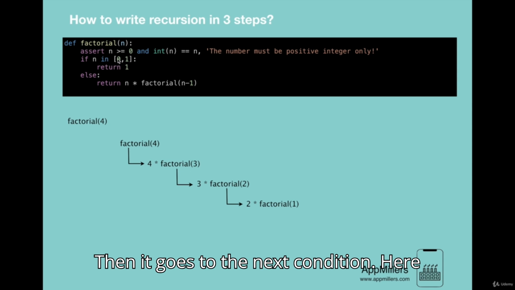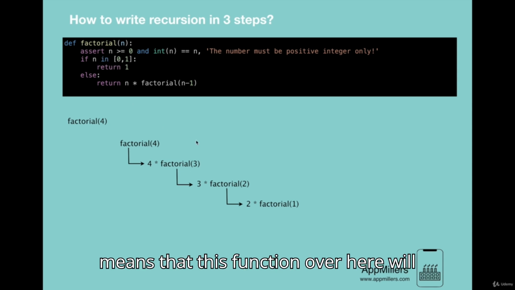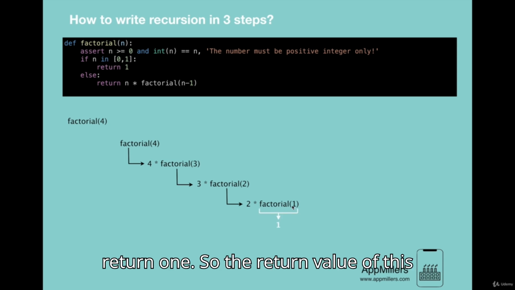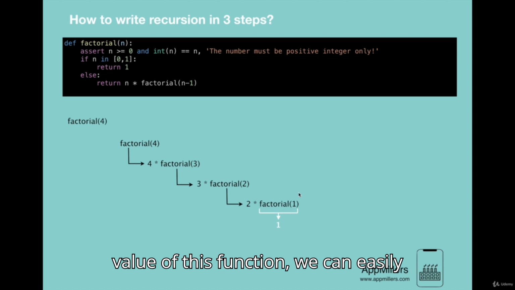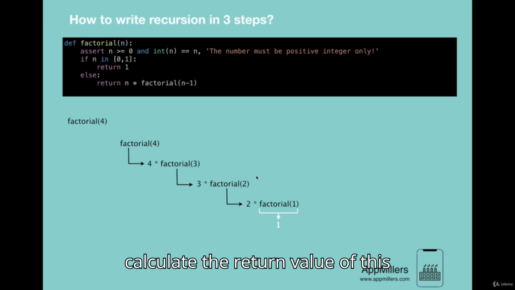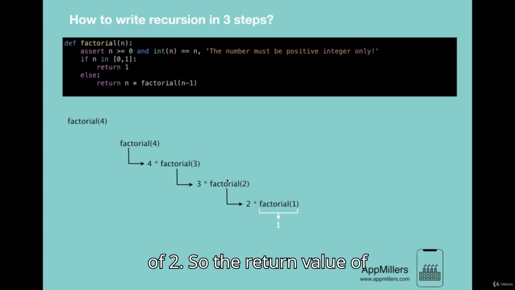Then it goes to the next condition. Here we see that n is equal to 1, which means that this function over here will return 1. So the return value of this function is 1. So if you have the return value of this function, we can easily calculate the return value of this function over here, which is the factorial function taking the parameter of 2.